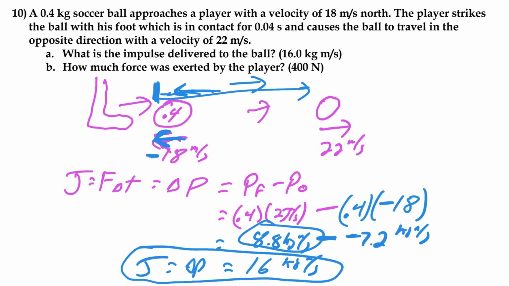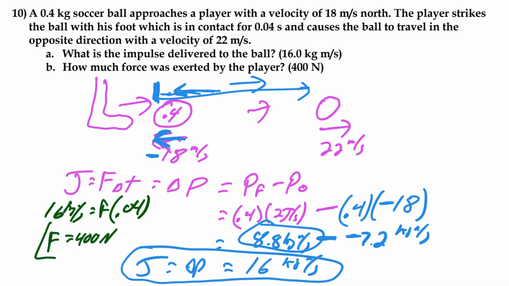Now to finish up this problem, they're just asking, how much force must be exerted? Well, since we know the impulse is 16, and we know the time to be 0.04, then it's very easy to find the force. We'll just plug it in and solve for the force. So I get a force of 400 newtons exerted by the foot on the ball.